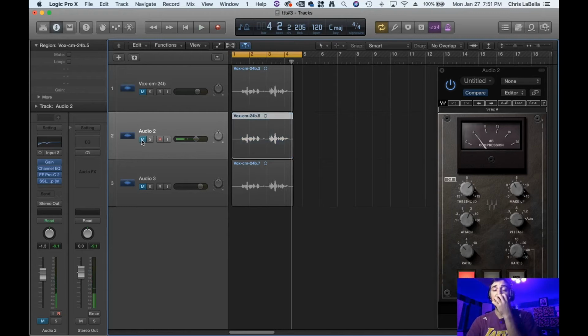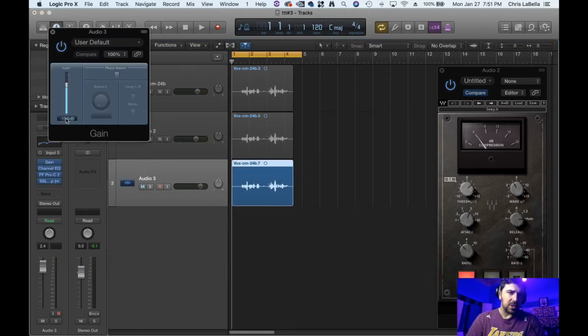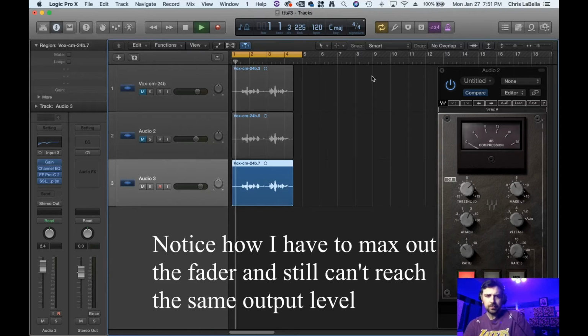So as you can tell, the second one just sounds muffled and distorted and just super compressed. Now let's take a look at what would happen if the signal coming in was too low. So again, I have the same exact track, but on this one I turned it down by, well, let's turn it down even further, turned it down by negative 19 decibels.